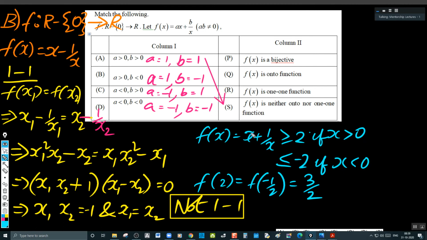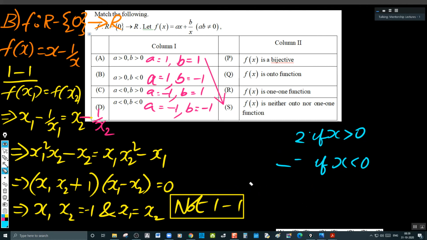So it's not 1 1, and about onto, I think it happens in this case because function plus its reciprocal form always takes minimum value 2 if it is positive, maximum value minus 2 if it is negative. But B case, how to solve it, just check it out, one moment please. Onto function verification. This is done. B for B, how to check onto function? Every one of you, please.